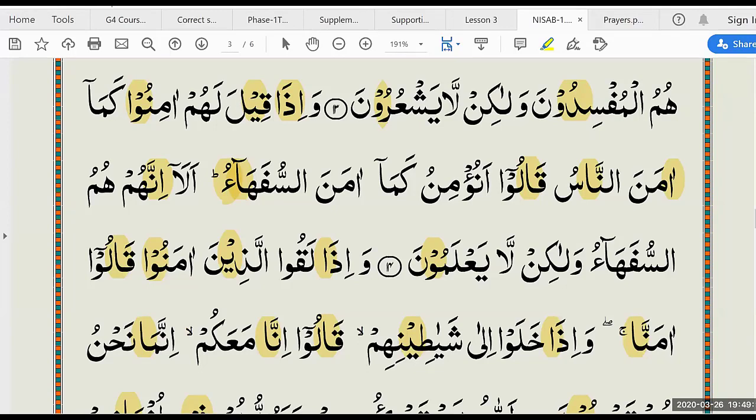L245. Hello. Okay, L245. Assalamu alaikum. Walaikum salam. So would you please like to start from wa idha, so verse number 15, and recite the next two, please?